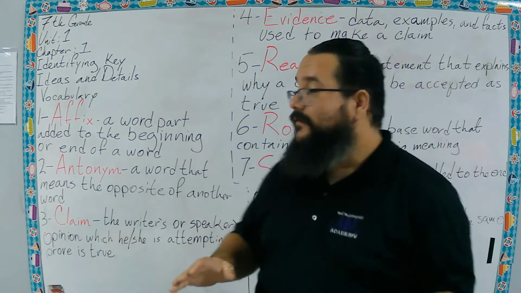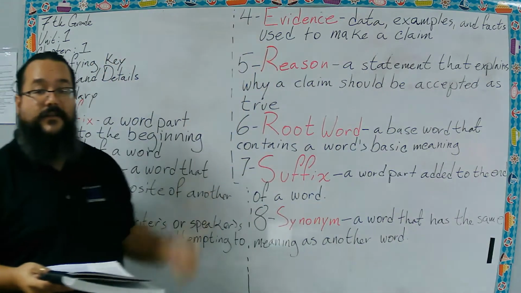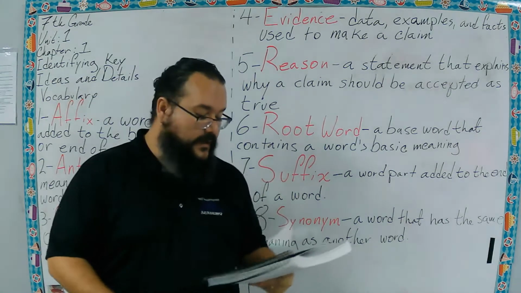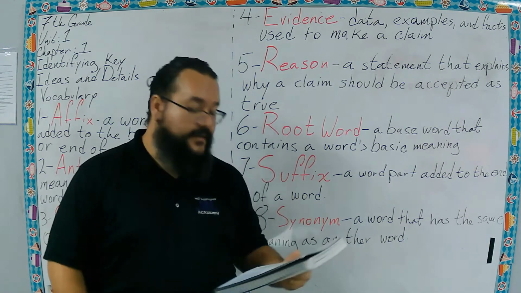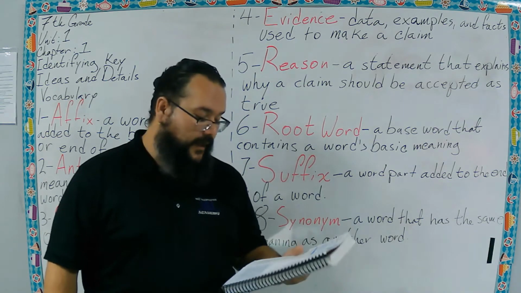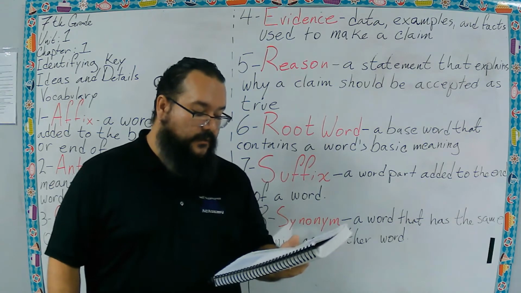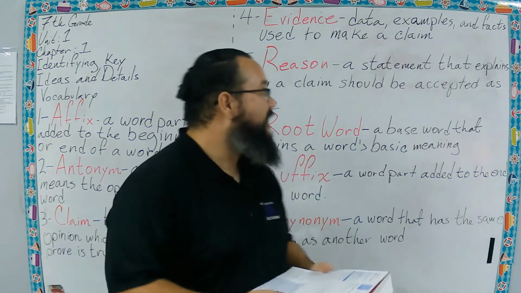Now, if the claim is to be believed, it depends on the evidence, right? So let's take that one. Evidence is data, examples, and facts used to prove a claim. For example, the ability of chimpanzees to learn sign language is evidence of their intelligence.